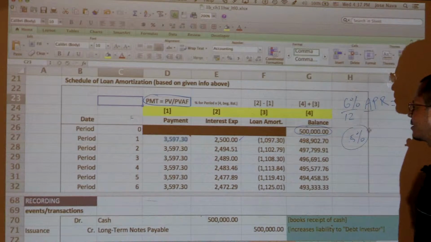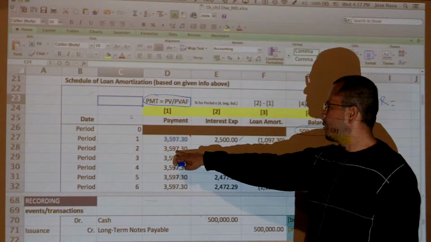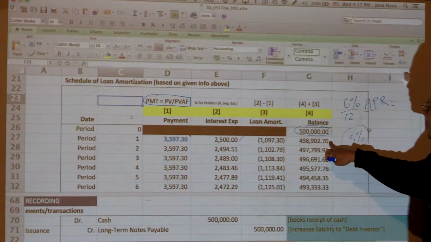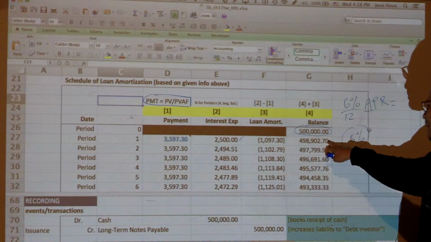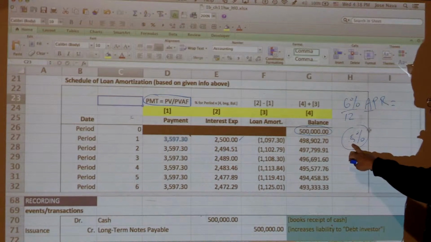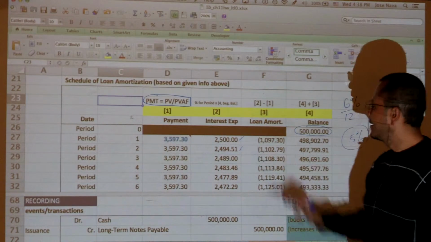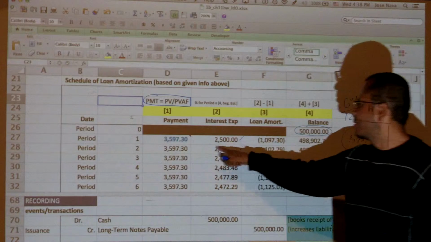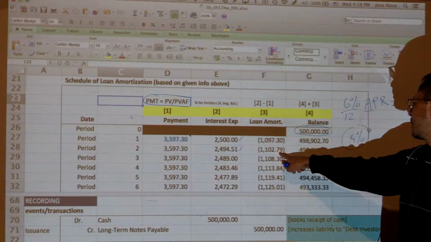You follow the very same process in the following period. Again, you have a second payment at the end of the second month of the same amount, $3597.30. To figure that out, you would have to go to the beginning balance on that loan at the beginning of period 2, which would be the same thing as the ending balance on the prior period. So $498,902 times the 0.5% would give you $2494.51. Given that is the portion of this payment that represents interest expense, the difference between these two amounts, columns 1 and 2, will give you the 1102.79.